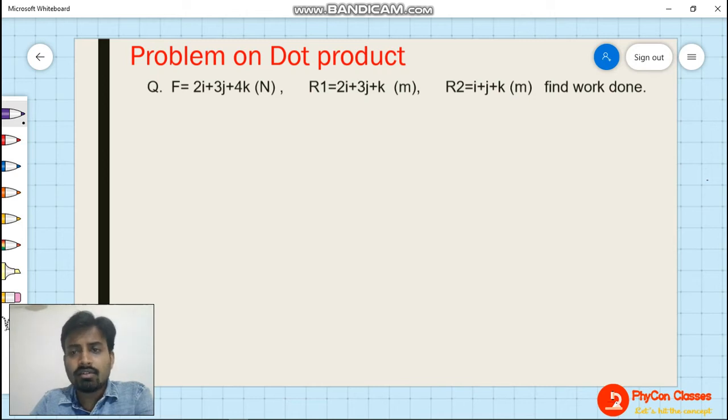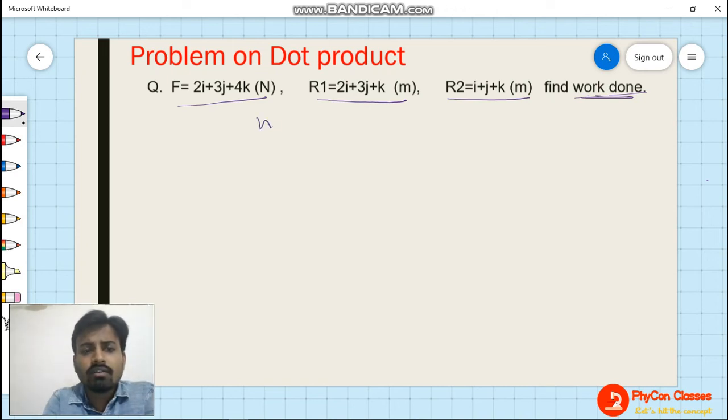So here this question is to find out the work done, where force is given in Newton and the position vectors r1 and r2 are given in meters. Now what is the formula for work done? Work done is equal to F dot displacement, force dot displacement. But here displacement is not given directly, but the position vectors r1 and r2 are given.